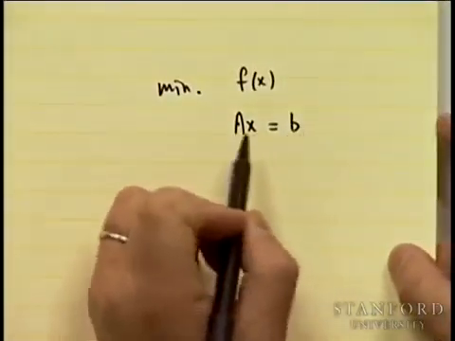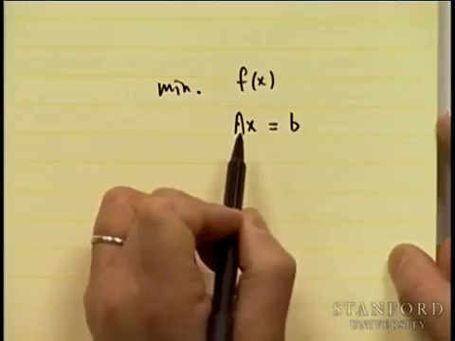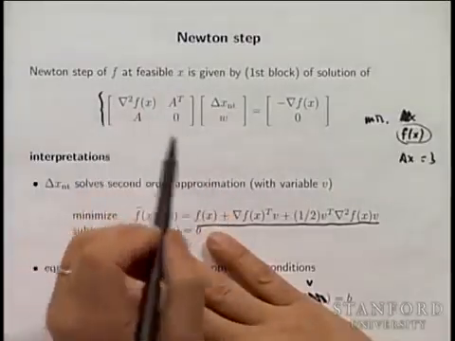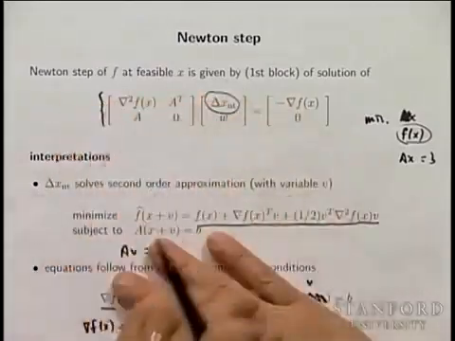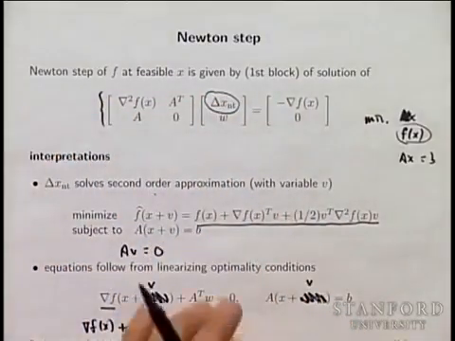That means that every iterate will be feasible. They'll all satisfy Ax equals b. The reason for that is simple. The Newton step at a point x is the solution. It's found by solving this set of equations here. And that's the Newton step.